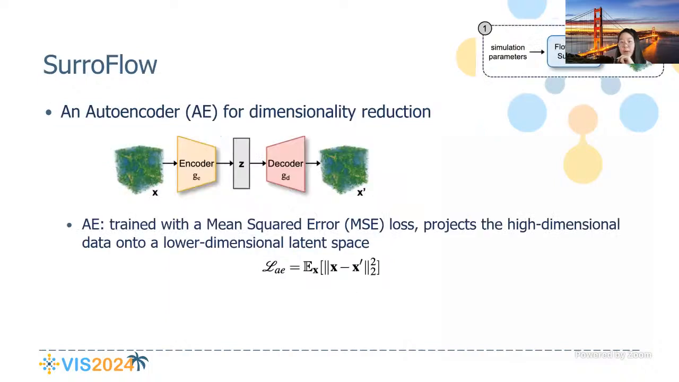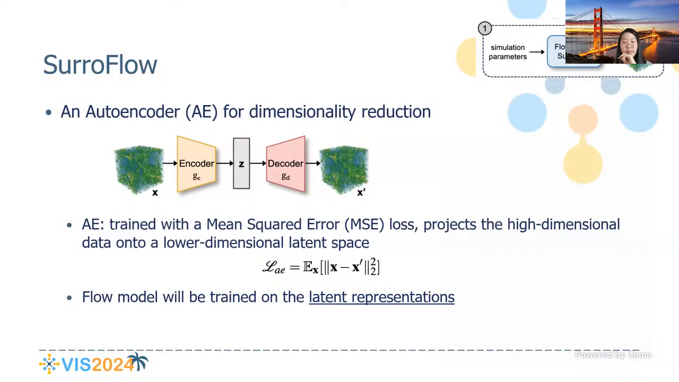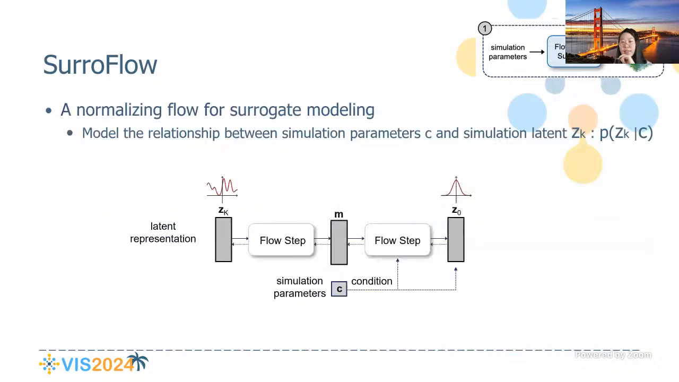The first component, SurroFlow, is a surrogate model based on the normalizing flow. However, flow models require consistent data dimensionality to maintain the invertibility of the model. Thus, training them on high-dimensional data can be slow. So to reduce this, we pre-train an autoencoder with the MSE loss to project the high-dimensional data onto a lower-dimensional latent space. Then our flow model is trained on the latent representations. We use flow to model the relationship between the simulation parameter C and the simulation latent representation Z_K as a probabilistic distribution.